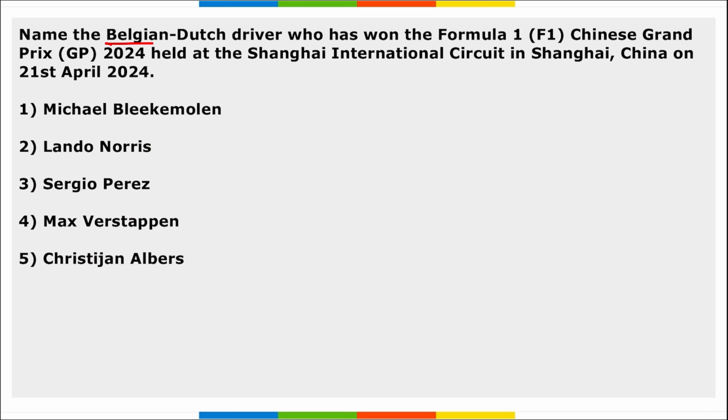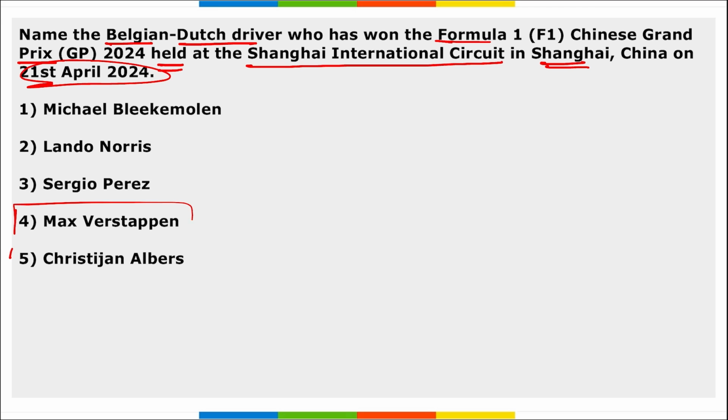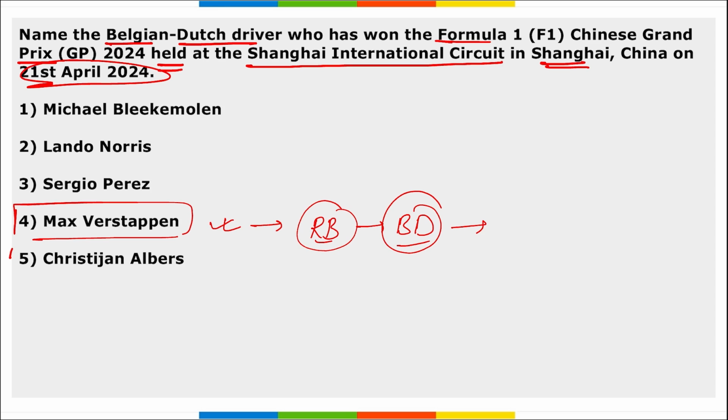Next is name the Belgian Dutch driver who has won the F1 Chinese Grand Prix 2024 held at the Shanghai International Circuit in Shanghai, China on 21st of April. So Max Verstappen, right? Max Verstappen, he drives for Red Bull. He's a Belgian Dutch driver and has won the Chinese Grand Prix 2024. Where was this held? This was held at the Shanghai International Circuit in China on 21st of April.